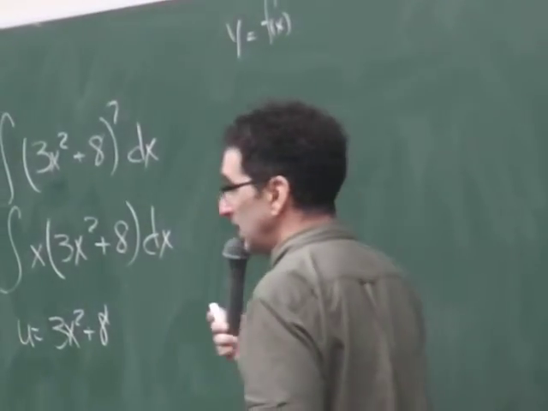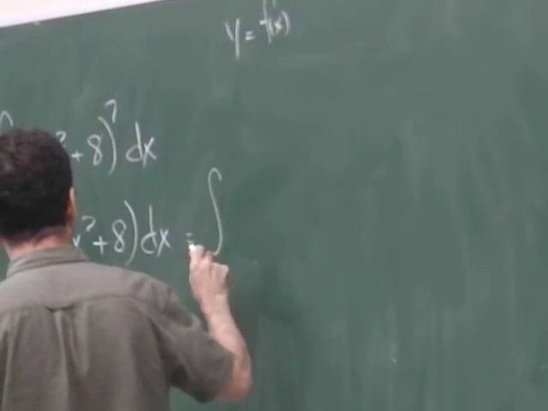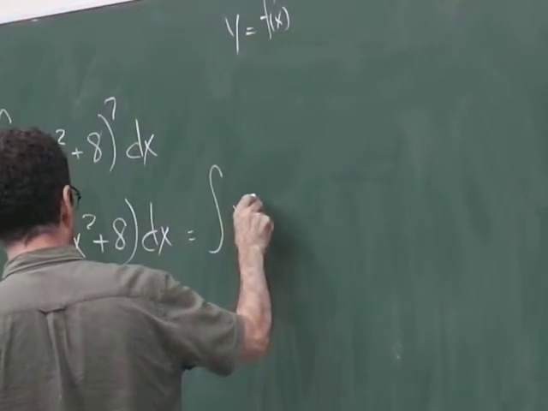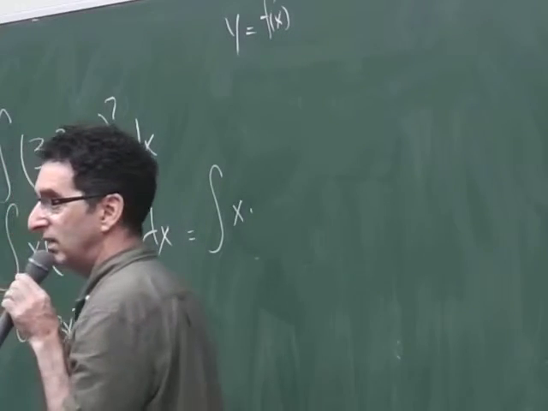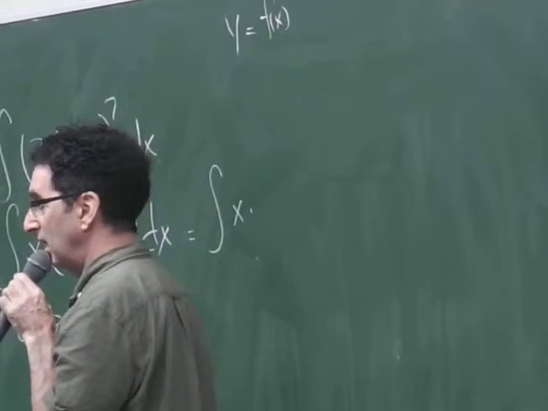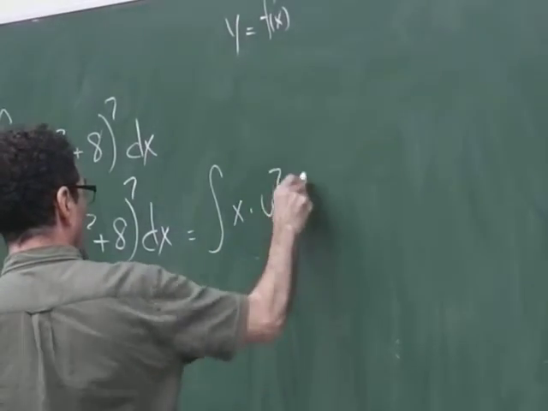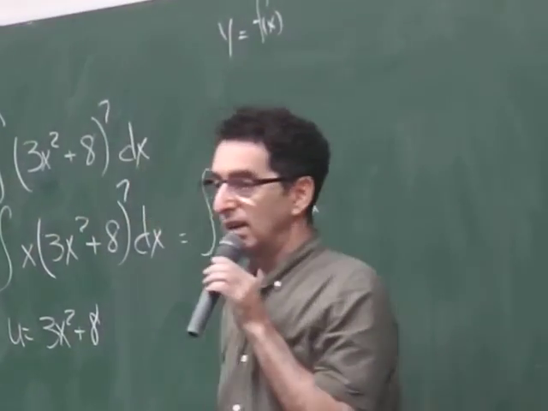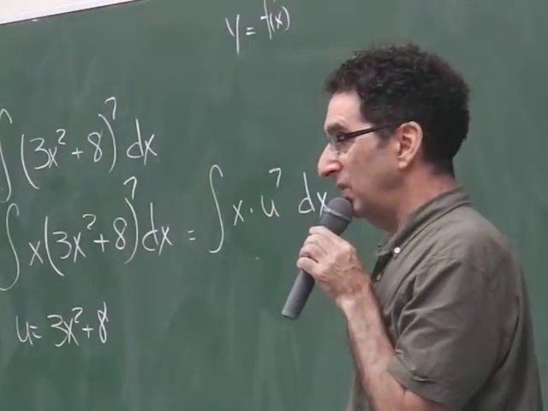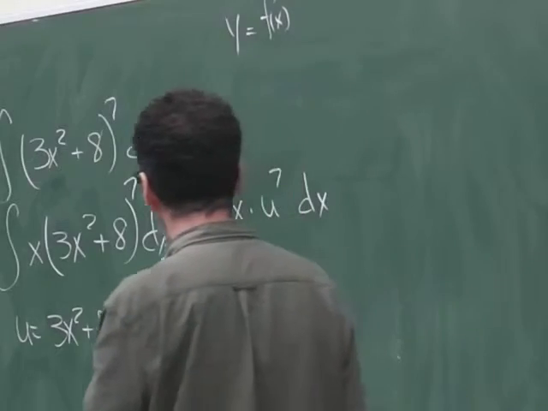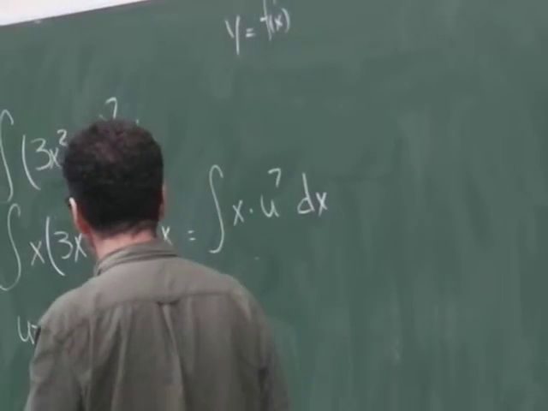So, what's the next step? Rewrite this as x times... I'm sorry, I meant that. Sorry, I forgot the 7. Okay, so x u to the 7 dx, right? Of course, that's not good because we have to get only one variable, not two. So we're going to try and get rid of the x. So how did we always do that?